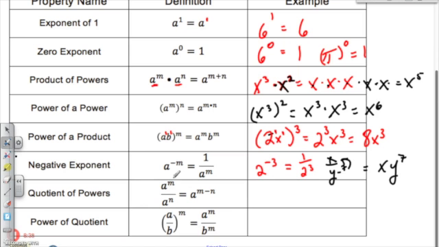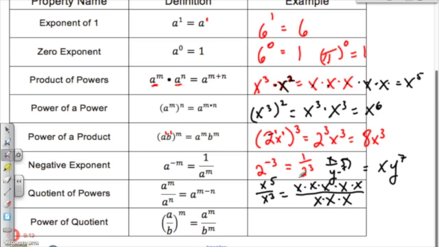Quotient of powers is kind of the opposite of the product of powers. If you add the exponents when multiplying, then it only makes sense that if you're dividing and the base is the same, then you subtract, because those are just inverses. To show you an example of that, let's say we had x to the 5th over x to the 3rd. Well, let's expand both of those. So x to the 5th would be x multiplied 5 times over x to the 3rd, which would be 3 times.